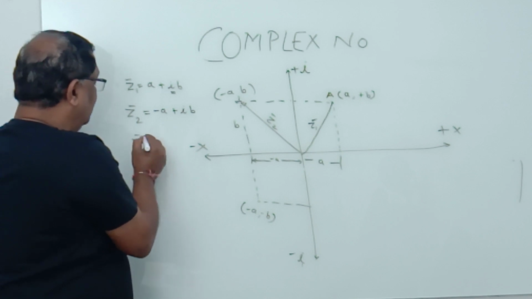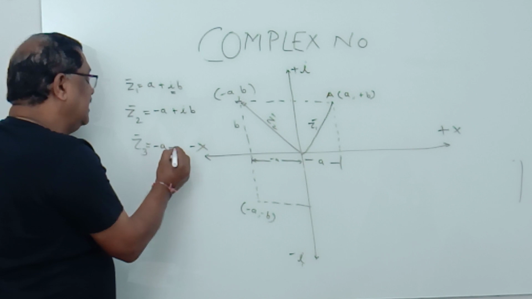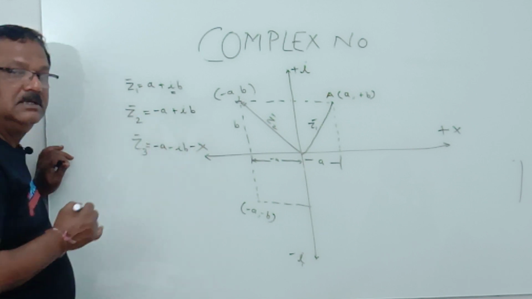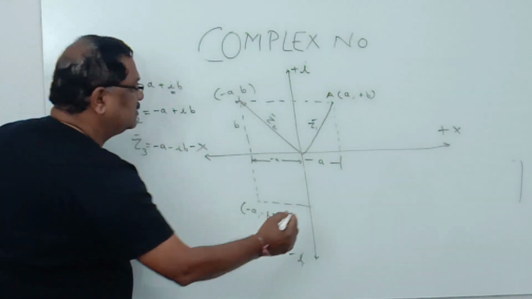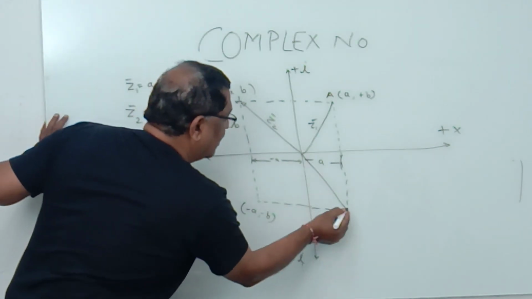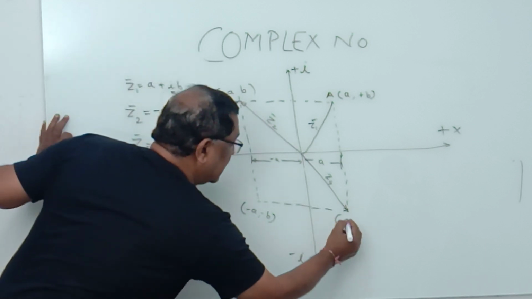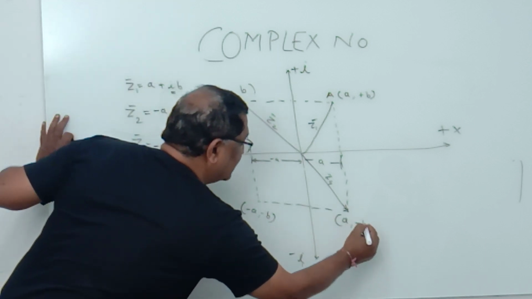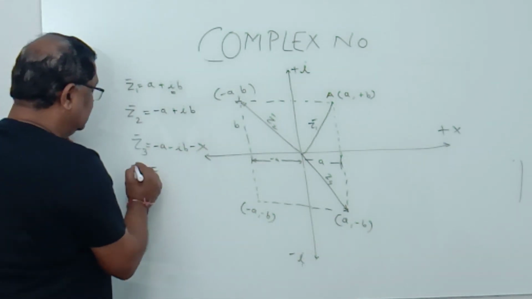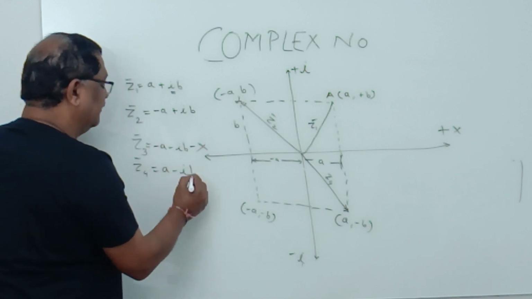Z3 bar, you will understand that both are negative, minus A minus iB. And last, of course, you can take here, this is my Z4. Then this is plus A comma minus B. I will write Z4 bar is equal to A minus iB.